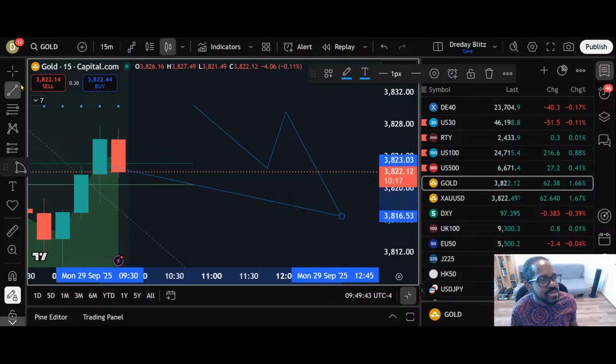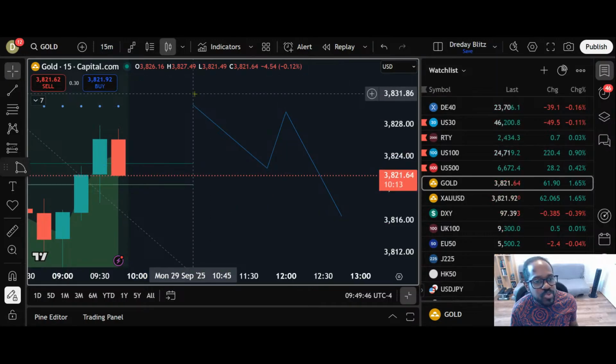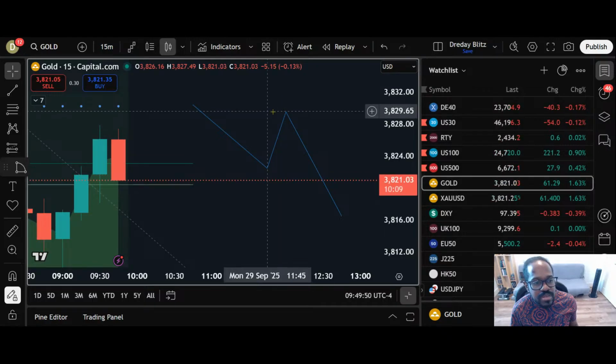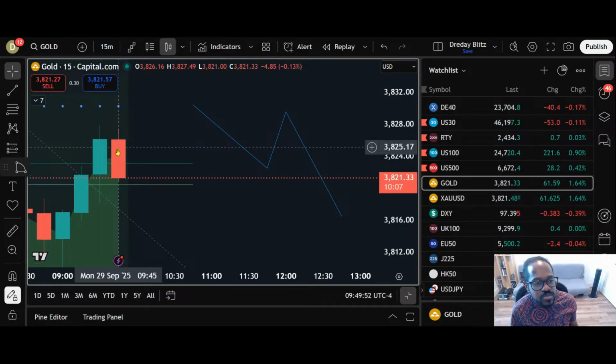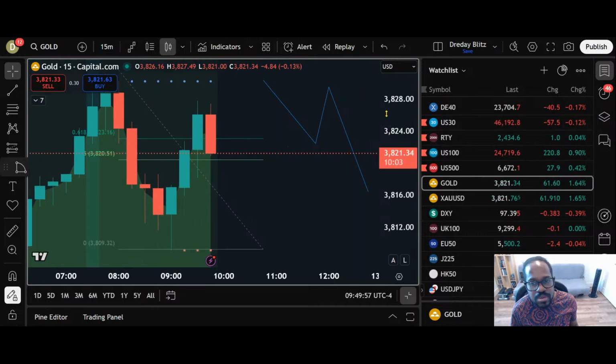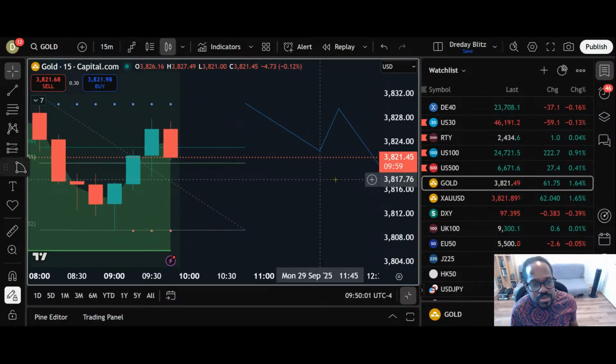All right. So this point, this is the highest point, and this is the higher low. All right. So off of this, we should be looking to go short. So if you took that buy on gold, you should be already out of that trade.